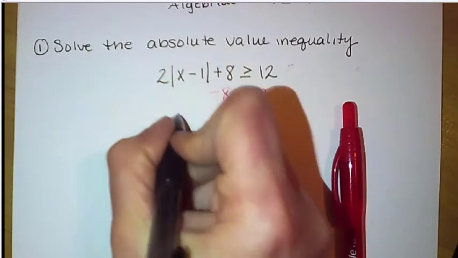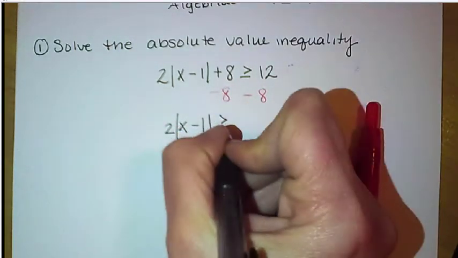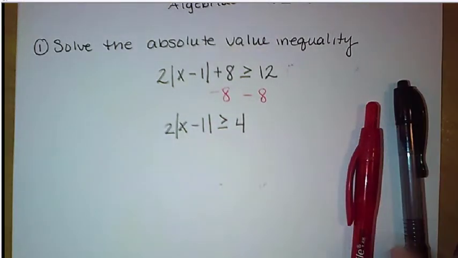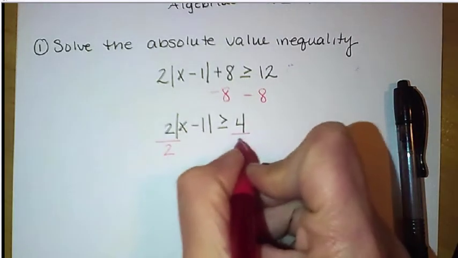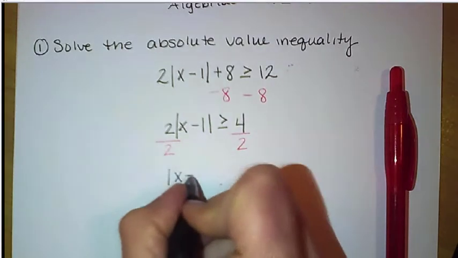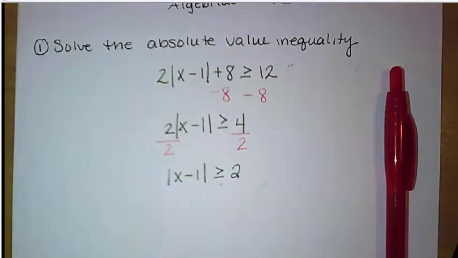So 2 times the absolute value of x minus 1 is greater than or equal to 4. Now that we've got that, we can divide by 2. And we get the absolute value of x minus 1 is greater than or equal to 2.